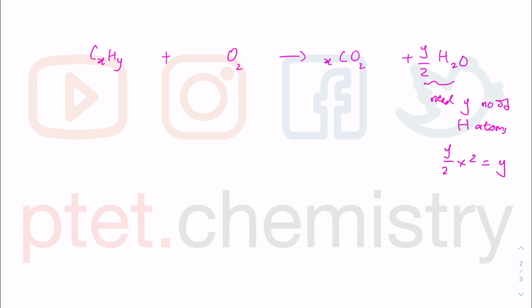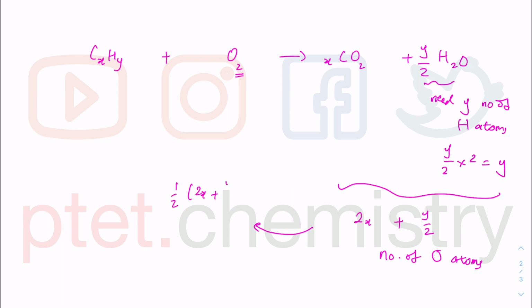Altogether now on your right-hand side, you have 2x for the oxygen, and then you have y over 2 times 1. So this is the number of oxygen atoms. But again, this is O2, so what you do is you have half of 2x plus y over 2. That will give you x plus y over 4. This is just your classic expansion of algebraic terms, such that you get this generic expression for the complete combustion of a hydrocarbon in excess oxygen to give you carbon dioxide and water.